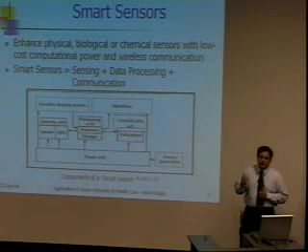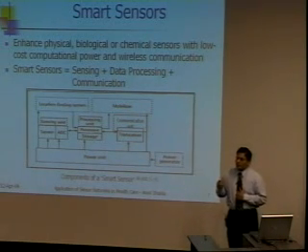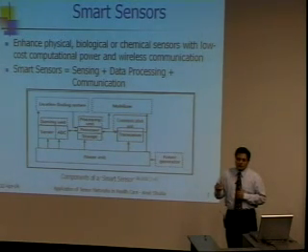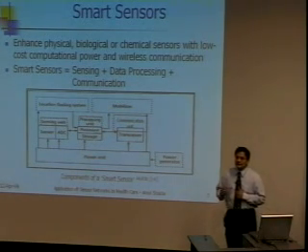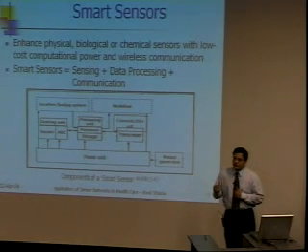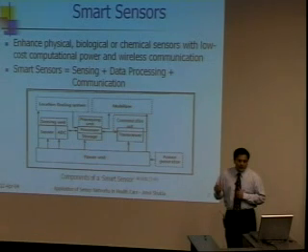A smart sensor is an existing physical, biological, or chemical sensor which has been equipped with computational capabilities and wireless communication. So as you can see from the diagram, there are 3 main components to a smart sensor. The sensing unit, which collects the data, the processing unit, which performs low-level real-time signal processing, and the communication unit, which transfers the processed data to an external source.